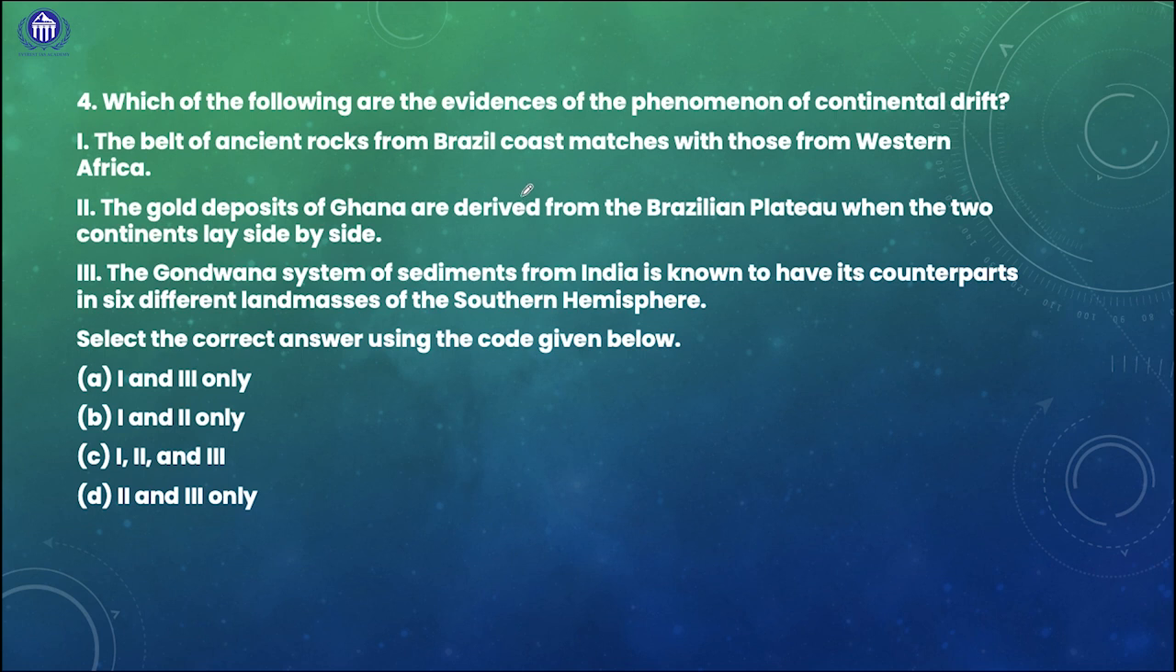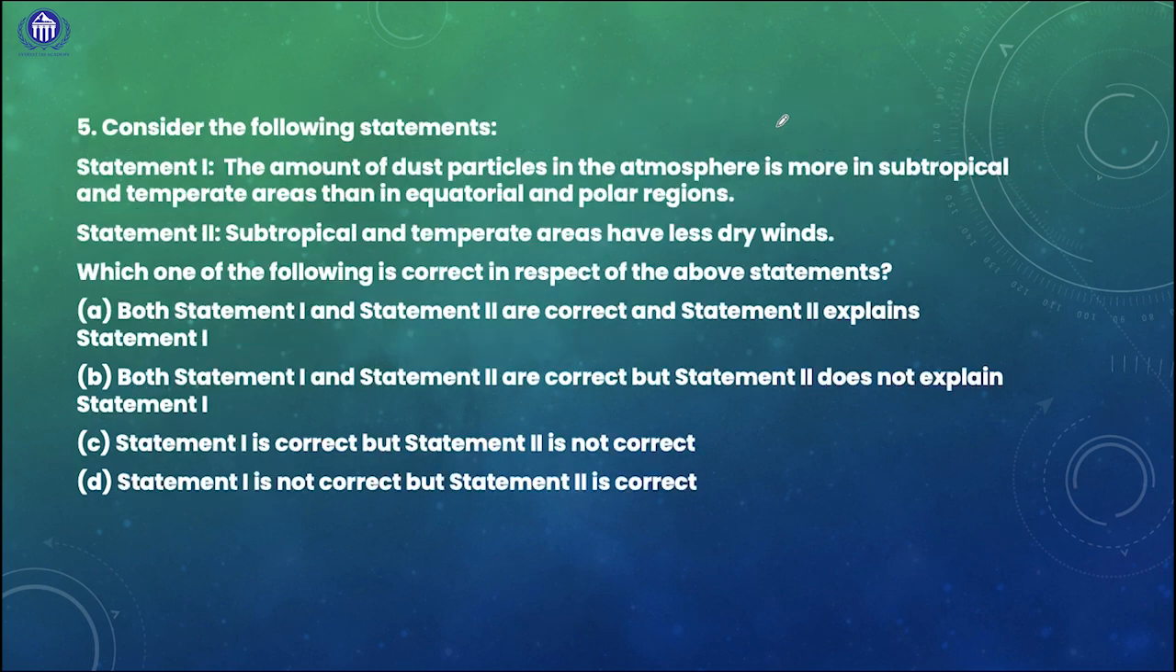Now coming to the fourth question, which of the following are the evidences of continental drift? This is a direct question which has been asked from your 11th standard Fundamentals of Physical Geography book. Now coming to the fifth question, the amount of dust particles in the atmosphere is more in subtropical and temperate than in equatorial and polar region. This particular question is picked from your climate chapter in Fundamentals of Physical Geography 11th standard NCERT book.